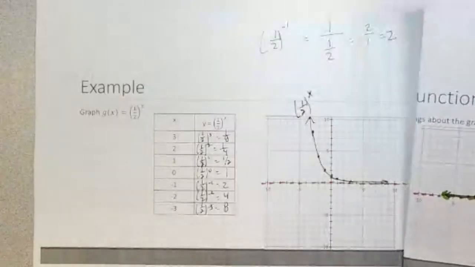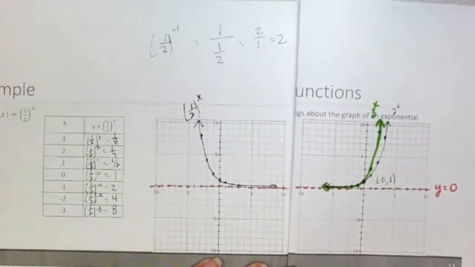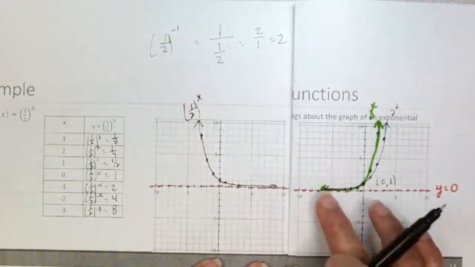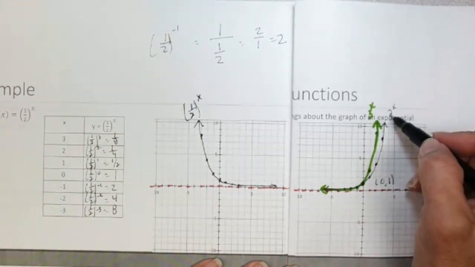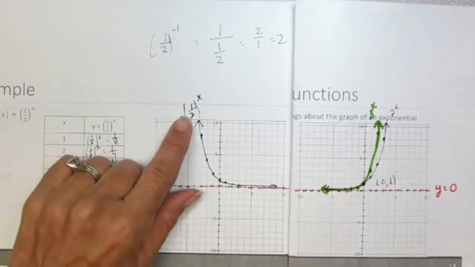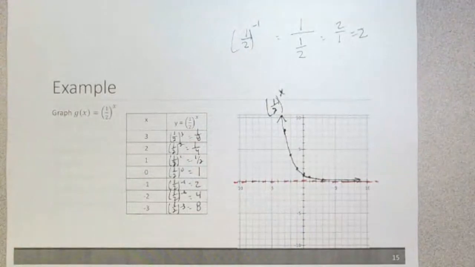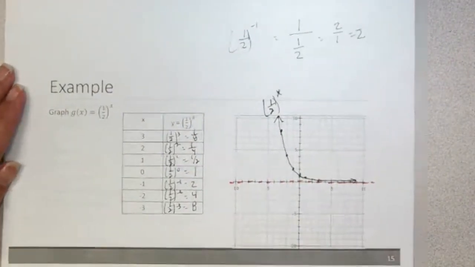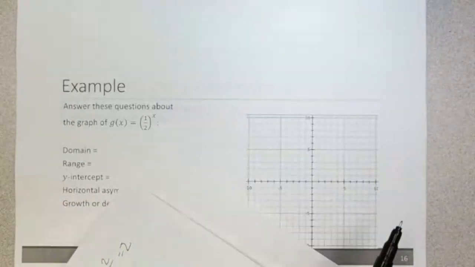Look, compare that to 2 to the x. Oops, I'm not showing, let's move that over. Compare my 1/2 to the x to my 2 to the x. They are reflections across the line y equals x, aren't they? The most important point here, though, is when your base is greater than 1, you have an increasing function. That's exponential growth. When your base is between 0 and 1, you have a decreasing function. That's exponential decay.